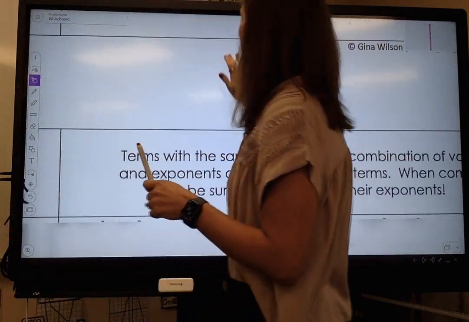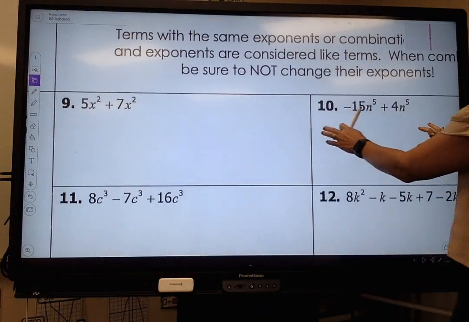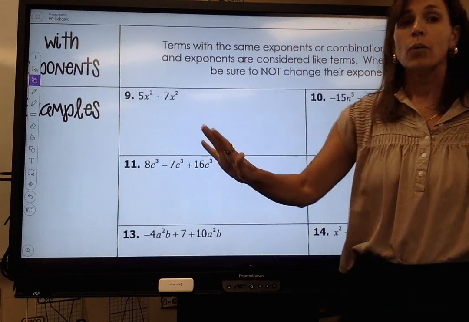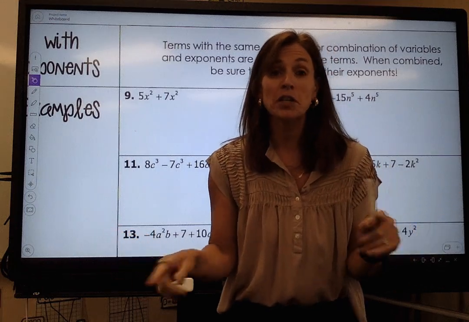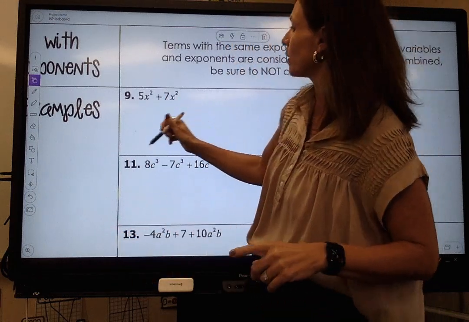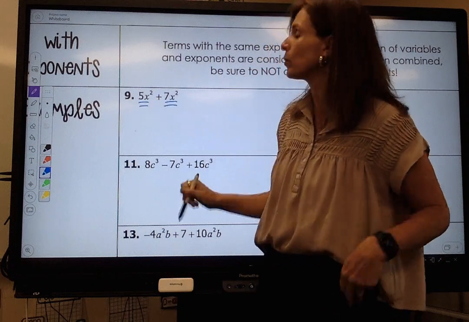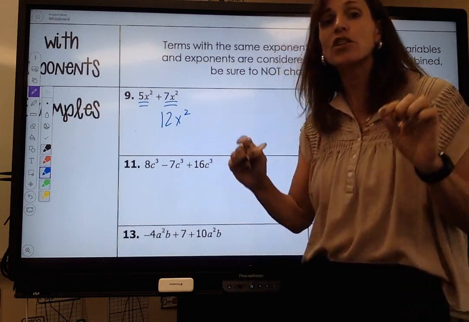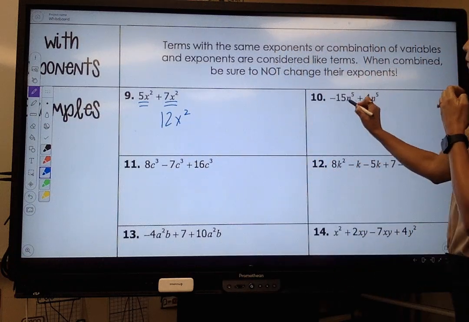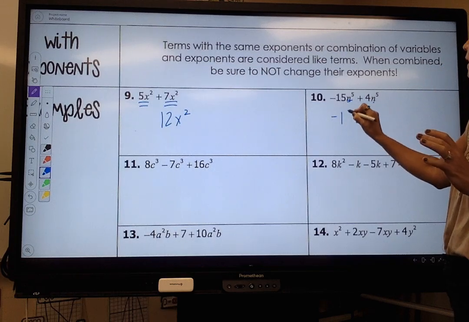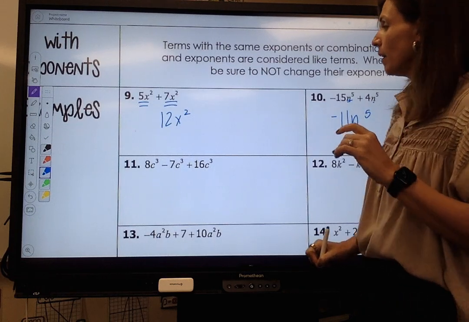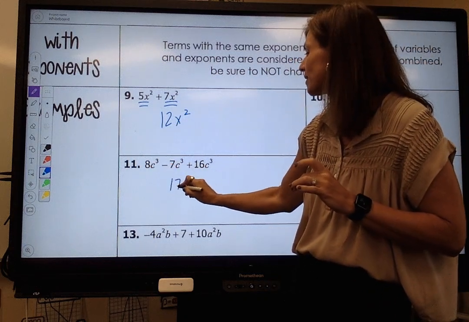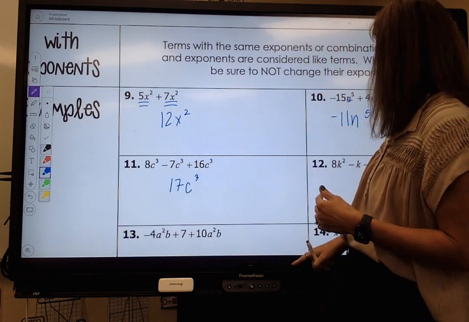All right, let's look up. Now, terms with the same exponents or combinations are considered like terms. When you have like terms, you can't change the variable. Don't change it. They're not the same. So in this situation, x squared and x squared is the same, so I can combine them and keep that same term. I'm not changing the term. Like terms combine and stay the same. Over here, n to the 5th is the same as n to the 5th, so when I combine them, I get negative 11 n to the 5th. My c squareds are all the same, so I combine all my c squareds, and I'm going to get c cubed. C cubed is all going to be the same.